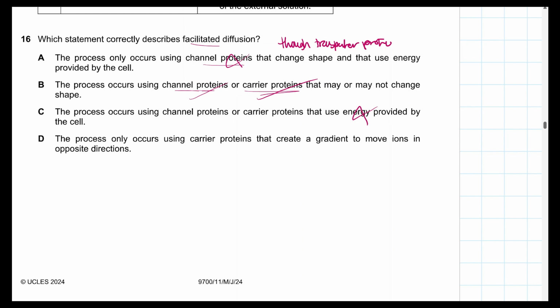Now, facilitated diffusion is the movement of molecules down a concentration gradient. Therefore, these channel or carrier proteins do not necessarily require ATP or energy at all. Therefore, this is incorrect. The process only occurs using carrier proteins that create a gradient to move ions in opposite directions. Now, this is incorrect. If it were to move ions in opposite directions against a concentration gradient, this would mean that it's a pump, which uses ATP. It's no longer passive facilitated diffusion. Therefore, the answer is going to be B.